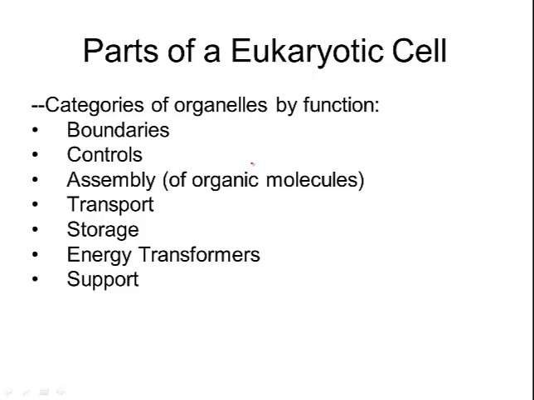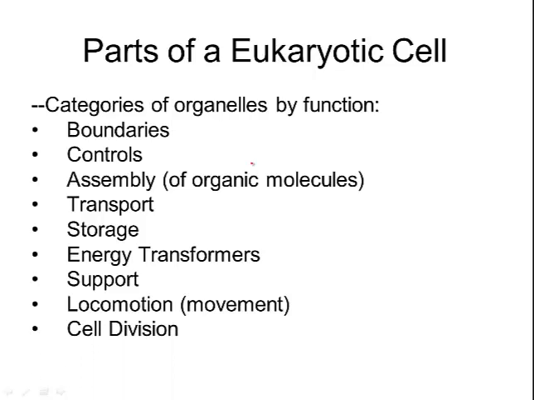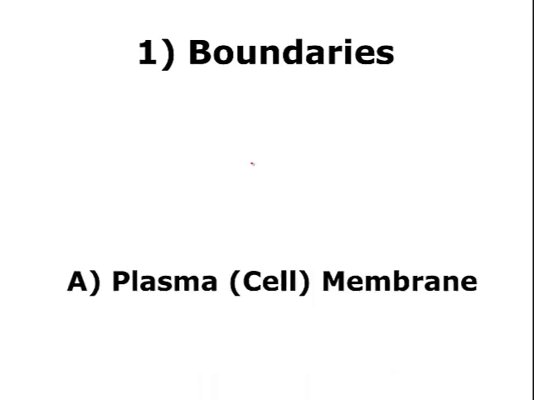Support, there's a couple of different ways that cells are supported depending on whether you're talking about a plant or an animal. Locomotion, which is movement. Cells need to be able to move around, or they need to be able to move stuff within them. And so this locomotion piece falls in for both of those. And then we have some cell parts that are used exclusively during the process of cell division. Okay, so we're going to get started with boundaries.